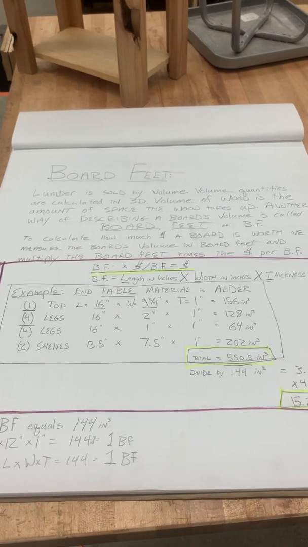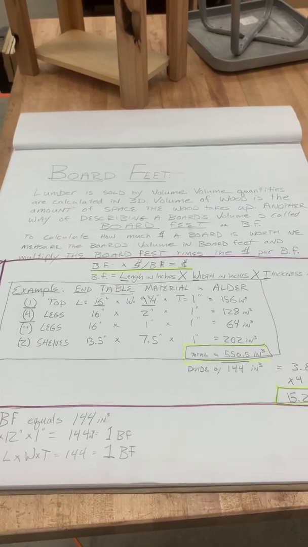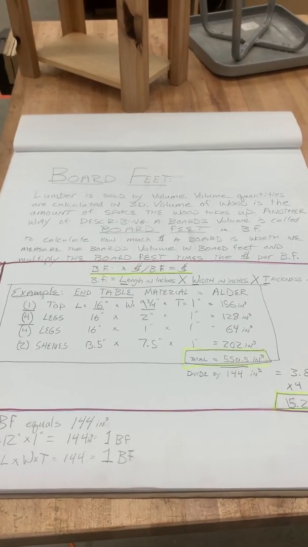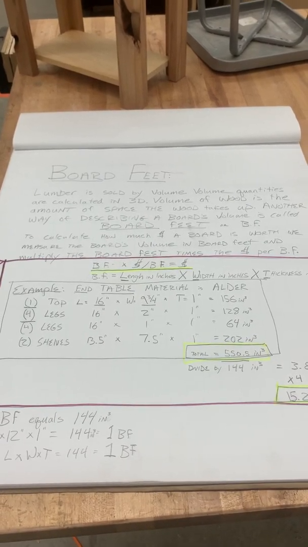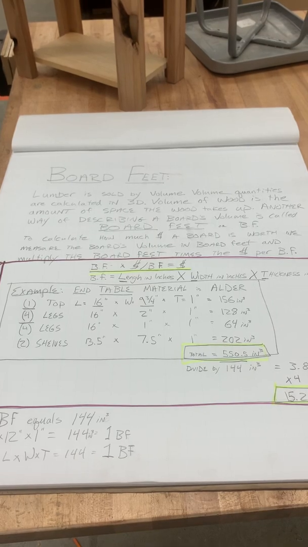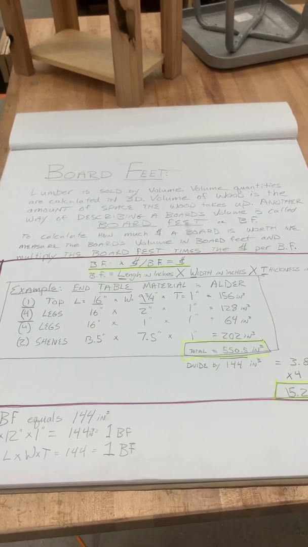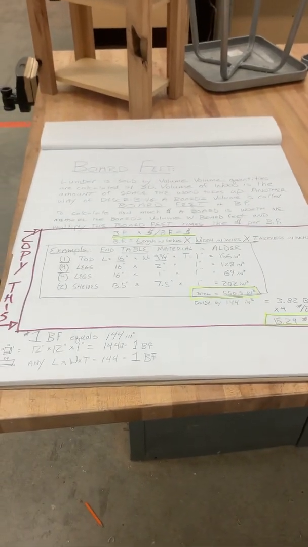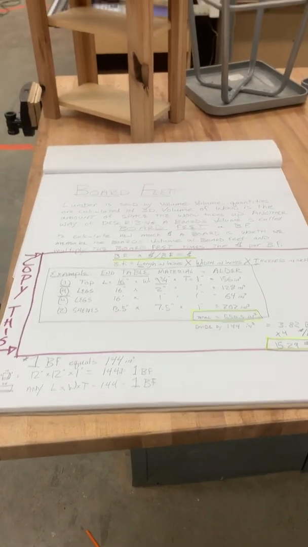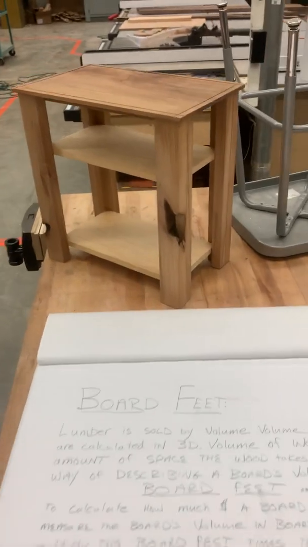So to calculate how many dollars a board is worth, we measure the board's volume in board feet and multiply this board feet amount times the dollars per board foot. That's how you calculate how much it would cost if you're going to go to the store and buy it. It's also how you calculate how much the money would be if you were going to make an end table like this and sell it.